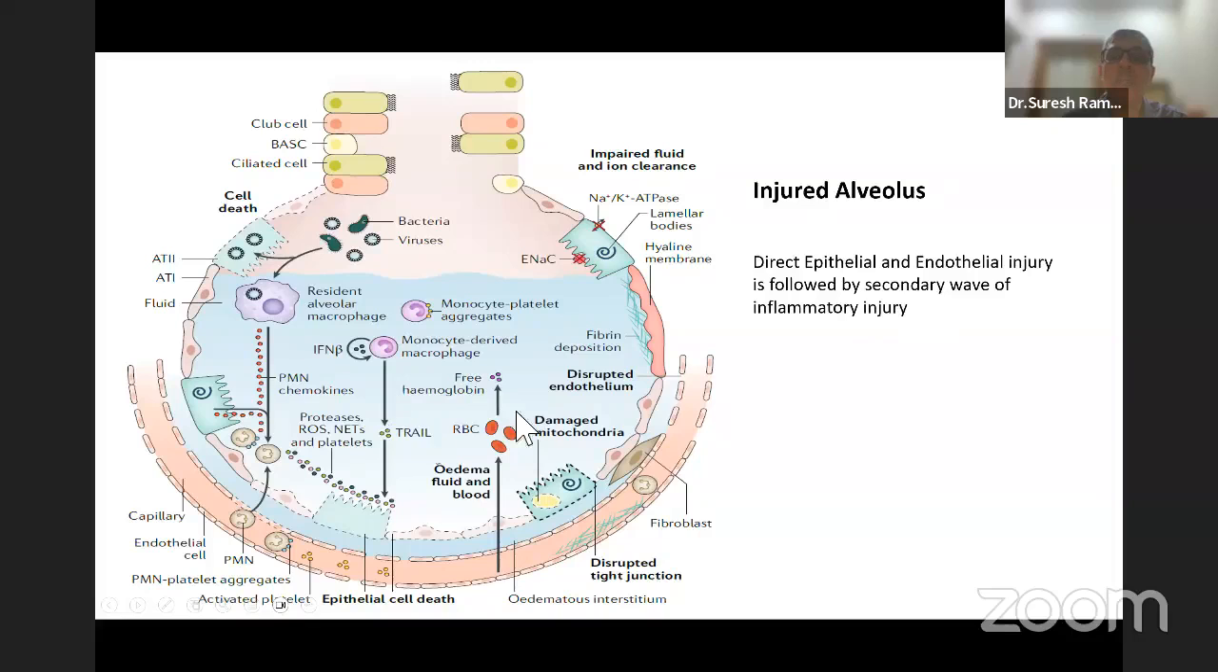And not only that, the direct epithelial and endothelial injury is followed by a second wave, and that second wave is the inflammatory injury, which causes more damage. If it was just the exudative phase with just the fluids in the alveoli, it's not going to be a problem. It is this exudative phase of the alveoli getting flooded, but the more important thing is that it's not each and every individual alveolus; it's a heterogeneous distribution, not a homogeneous distribution of the damage in all the alveoli, and that is what is very typical of ARDS.